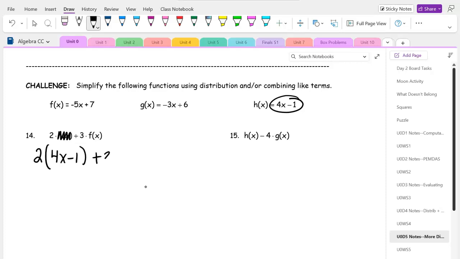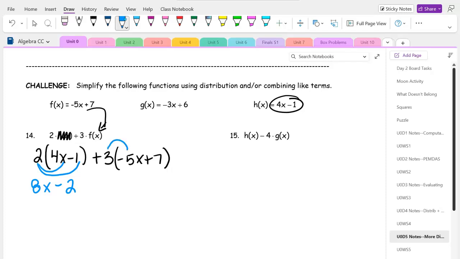Plus 3 times, open up parentheses. f of x is this guy. That's going to go there. -5x plus 7. And look, now it looks exactly like a problem we just did, except no fractions this time. So we're going to distribute. Again, that means multiply. Distribute. 2 times -1 is -2.